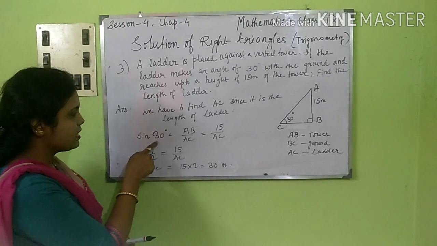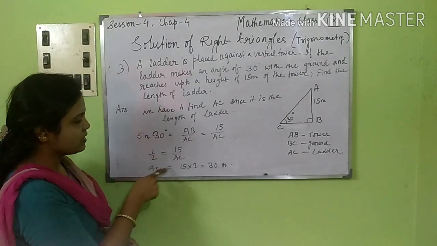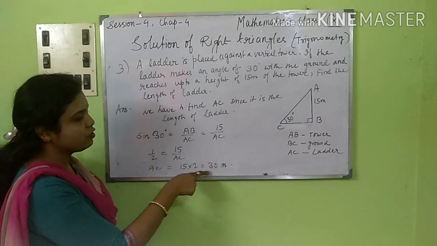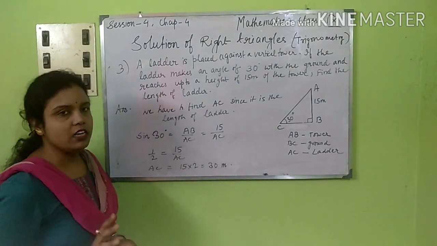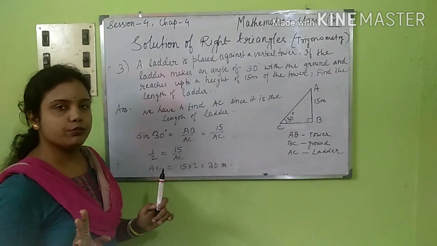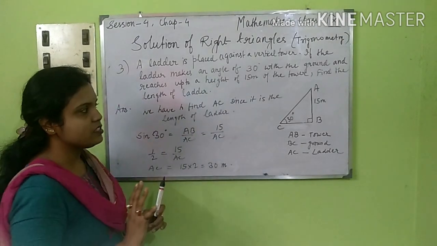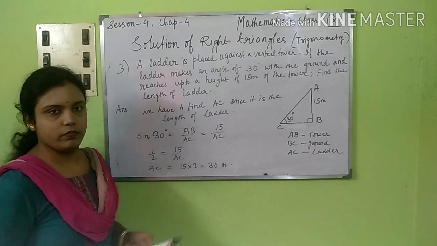So now in this case, sine 30 is half, that is equal to 15 by AC. Now AC is equal to, cross multiply and get, 15 into 2, that is 30 meters. So the length of the ladder that we got is 30 meters. I hope it's very clear. Whenever you have this type of question, first draw the diagram according to the question given, and then solve it.